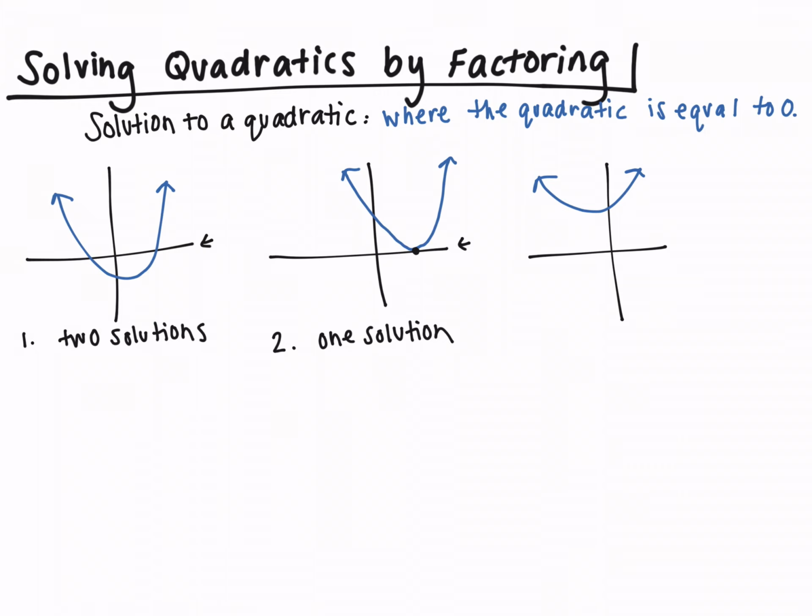Now, we have to say real because there actually are solutions. They are called imaginary. But we will not learn that in this class, and you will actually learn that in Algebra 2. So now, how do we actually find what those solutions are? To find those solutions, we're going to use something called the zero product property.